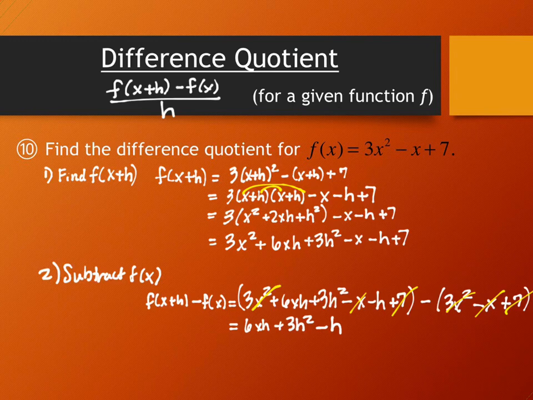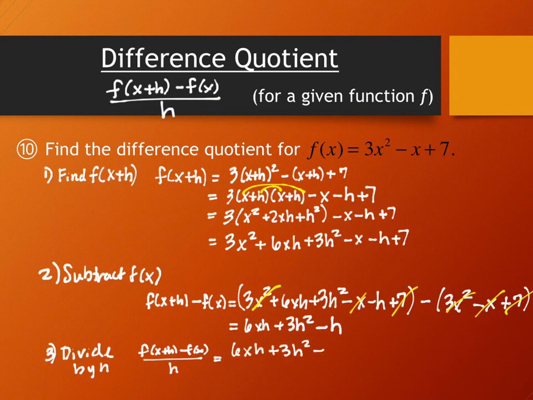It's better than it was before, isn't it? Not only that, but everything has an h in it. Do you see that? It's really important because you know what step 3 is? Basically, it's divide by h. So I'm going to take f of x plus h minus my f of x that I just found and write it on top of an h. So 6xh plus 3h squared minus h, divide by h.